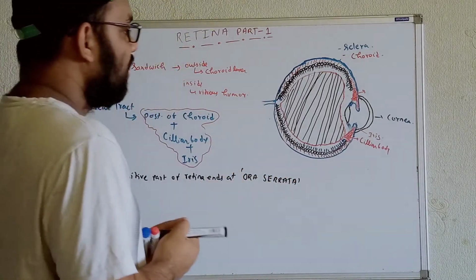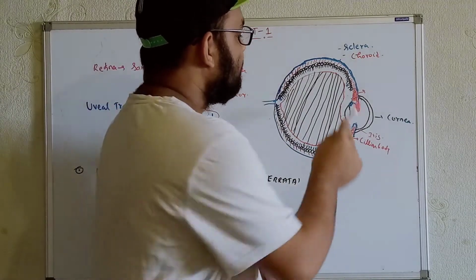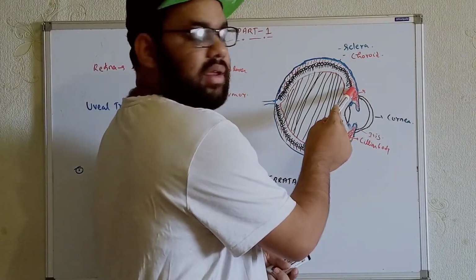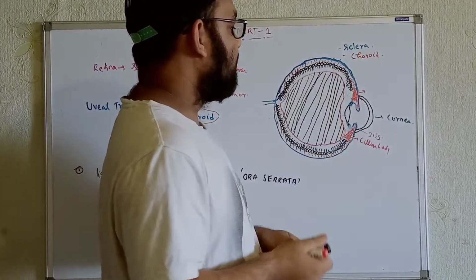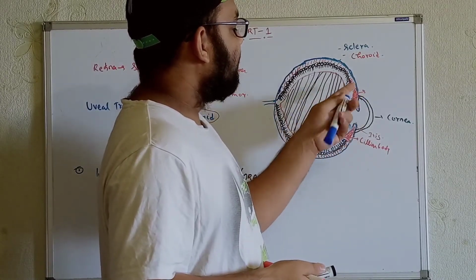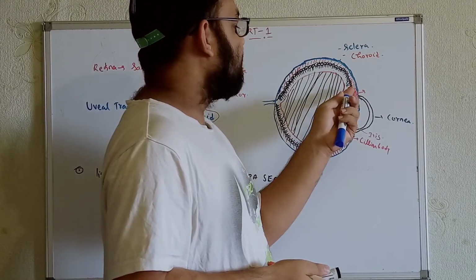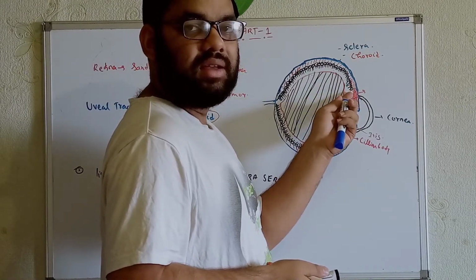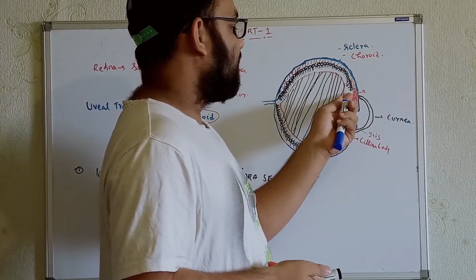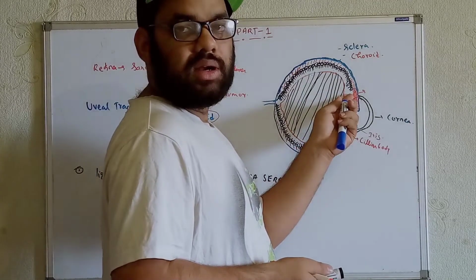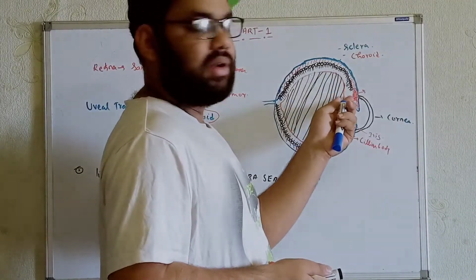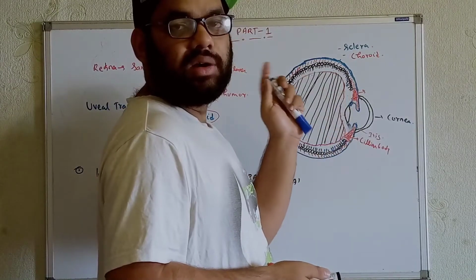So ora serrata, that means if we see the structures over here, see here the retinal structures. Try to understand from this figure. If we see the retinal layers, in terms of the pigmentous layers and the neuronal layers, they are getting ended over here. Further, we are not getting the development of the neuronal layers of the retina or the pigmentous layers of the retina. So this point is known as ora serrata. Now what is ora serrata?